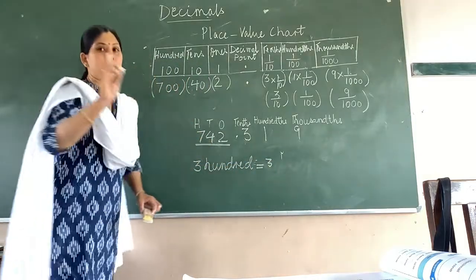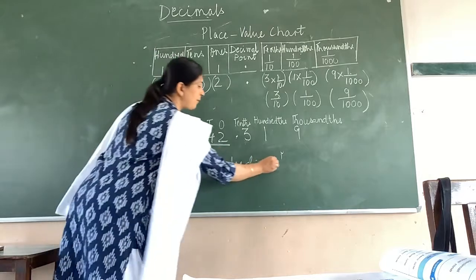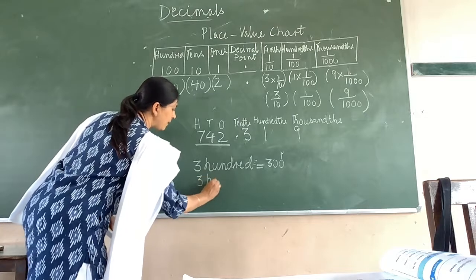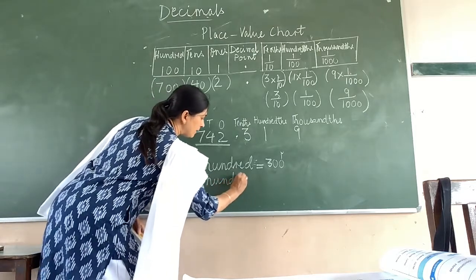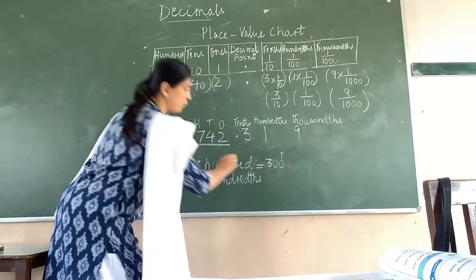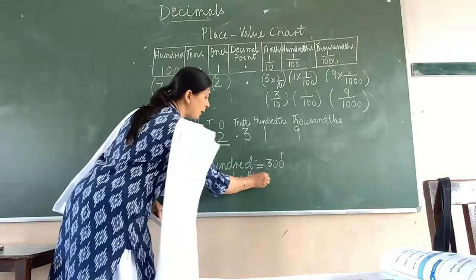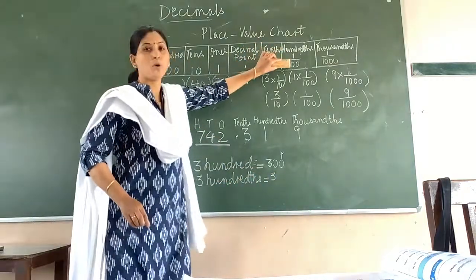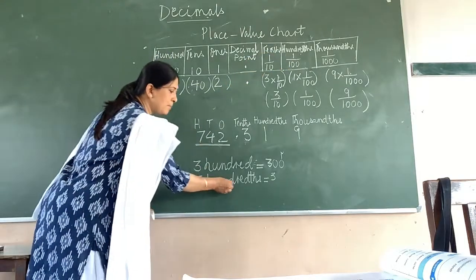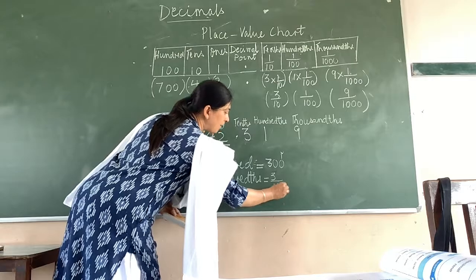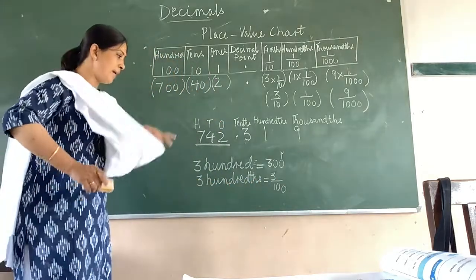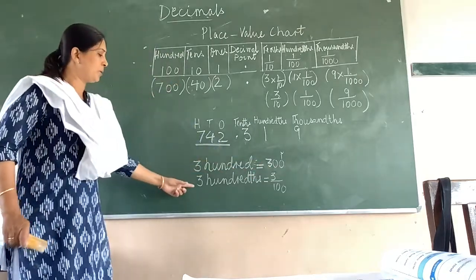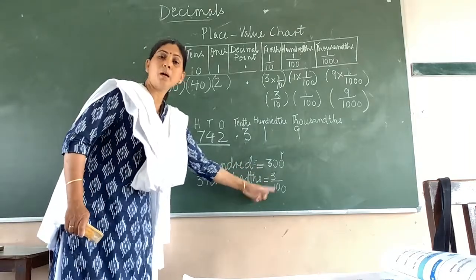And in 100, there are how many zeros? 2 zeros. So 300 means 3 and 2 zeros. Now if I write 3 hundredths, what does it mean? 3 hundredths means 3 over 100. So children, be very clear about these two things: 300 means 3 and 2 zeros, and 3 hundredths means 3 over 100.